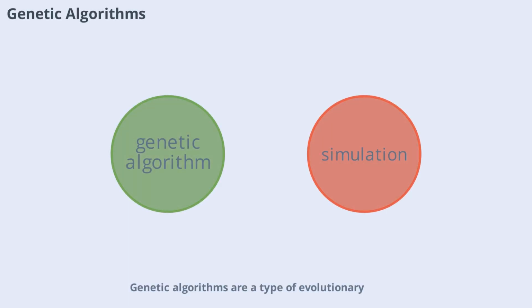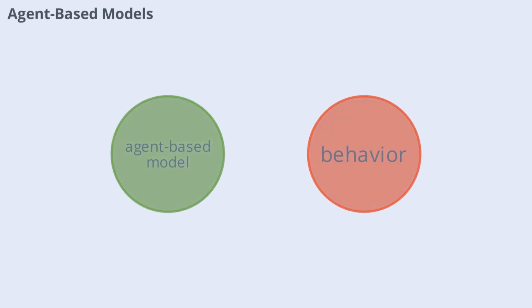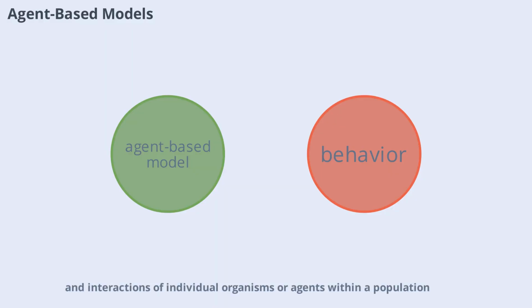Genetic algorithms are a type of evolutionary algorithm that uses populations of candidate solutions, selection, and genetic operators like crossover and mutation. These algorithms are widely used in simulations to model how populations evolve and adapt over time, providing valuable insights into evolutionary dynamics.